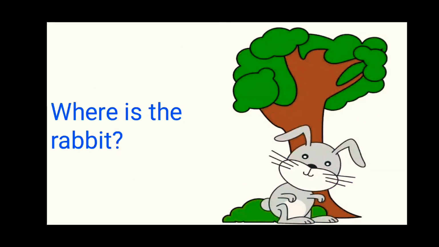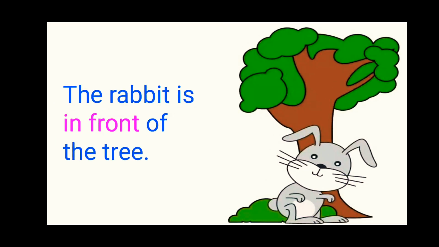Now again, where is the rabbit now? Look at this rabbit and look at this tree. Now we have the opposite situation. Now the rabbit is covering the tree. So the rabbit is in front of the tree. So when the rabbit is covering the tree, then it is in front of the tree. And when the rabbit is hiding behind the tree, then we use behind.